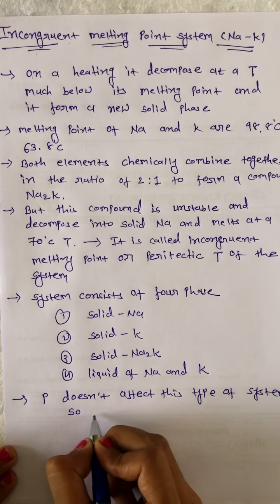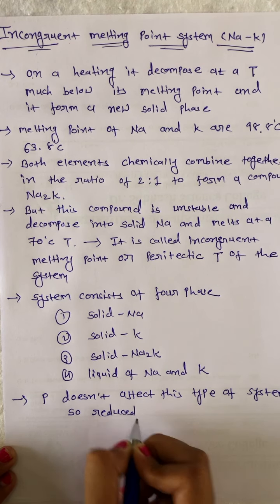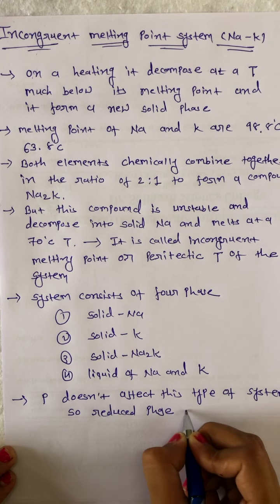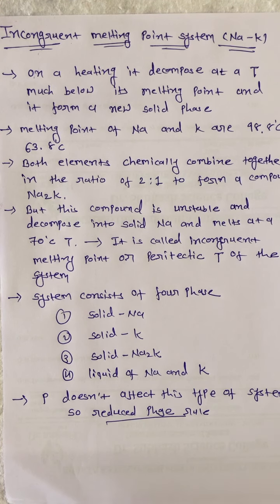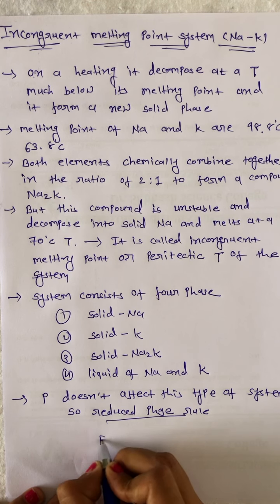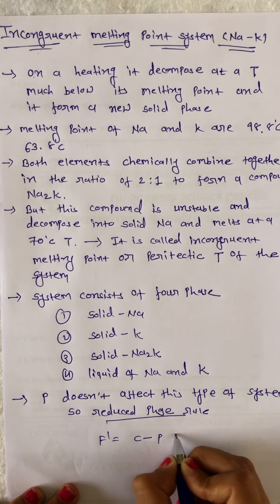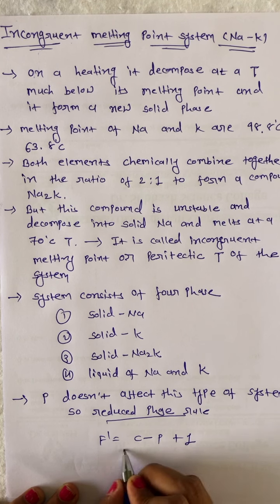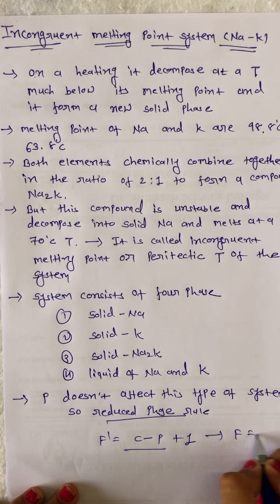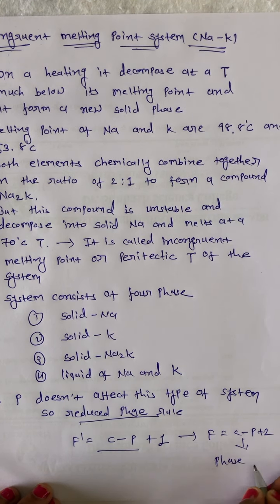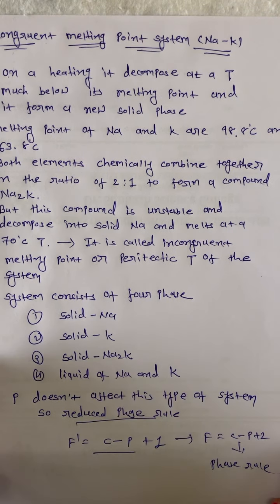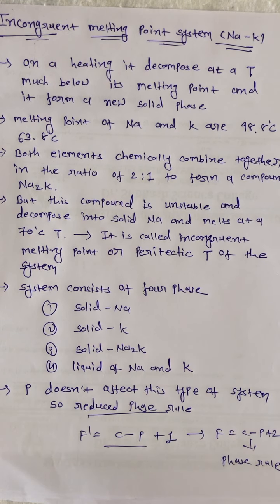So the reduced phase rule is applicable to Na and K. What is the reduced phase rule? F dash is equal to C minus P plus 1. This is the reduced phase rule, and F is equal to C minus P plus 2 is the full phase rule, right? So here is the basic information related to our topic.